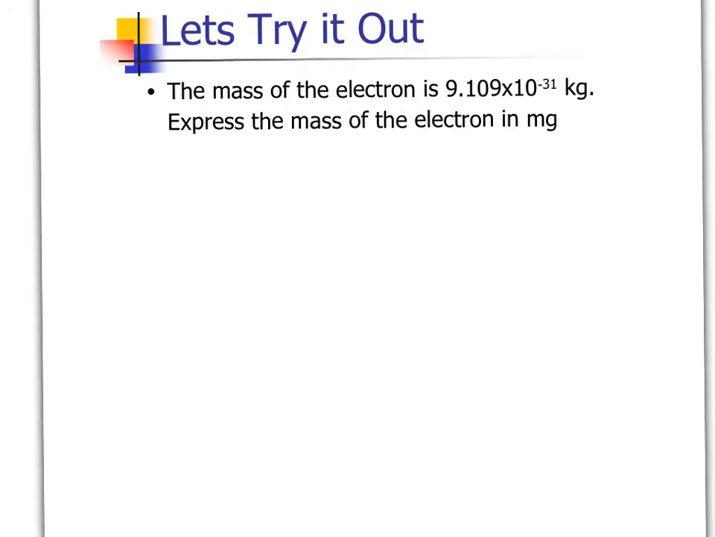The mass of an electron is 9.109 times 10 to the negative 31st kilograms, and we want to express that mass in milligrams. There is a straight from kilograms to milligrams pathway to take. I don't like or suggest students doing that straight pathway.